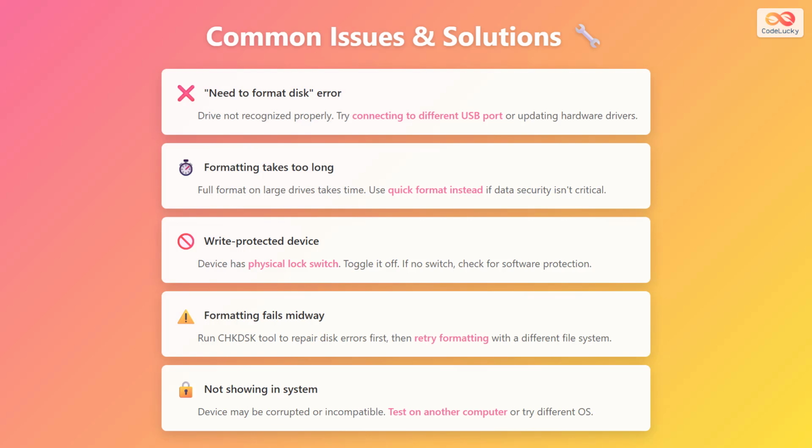Some devices are write-protected and have a physical lock switch that you must toggle off. If formatting fails midway, run the chkdsk tool to repair disk errors first, then retry formatting with a different file system. If a device does not show in your system, it may be corrupted or incompatible. Test it on another computer or try a different operating system.